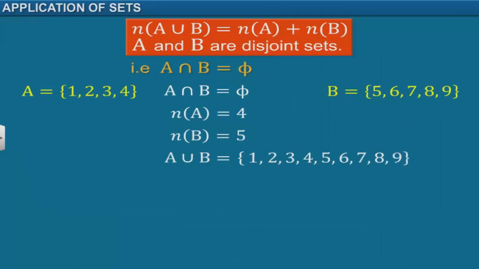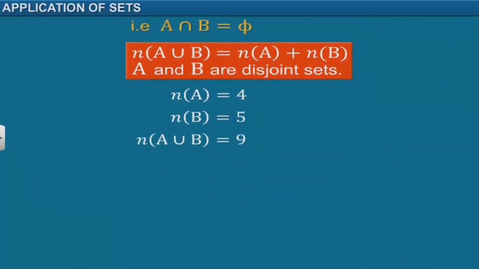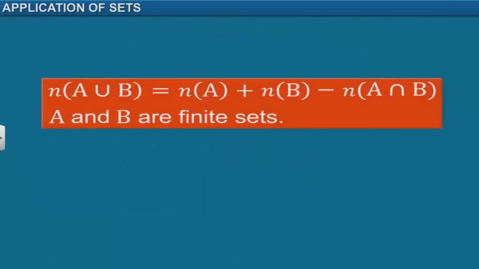The number of elements in the set A union B is 9. Now, we can see that the number of elements in set A union B is equal to the sum of the number of elements in sets A and B. Therefore, the relation is verified. Next, we will verify another relation shown here.